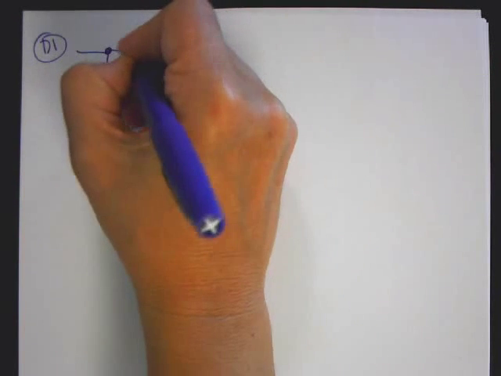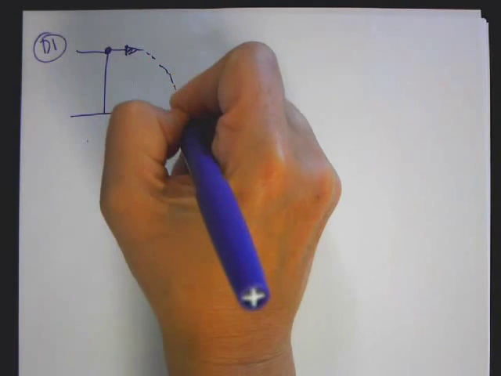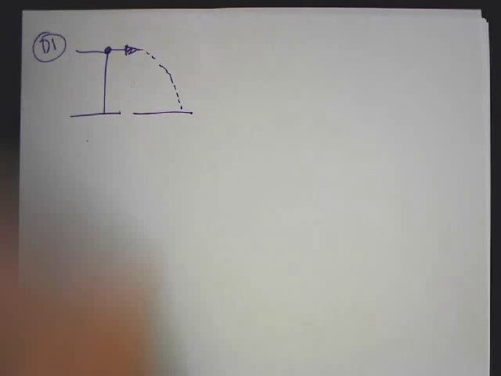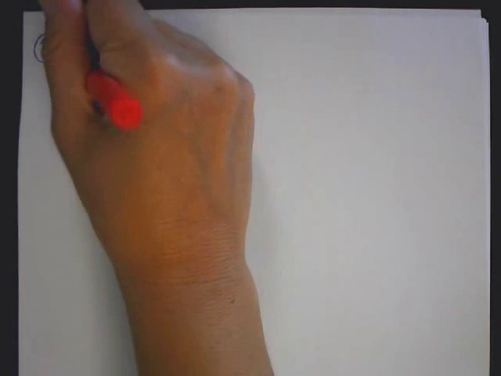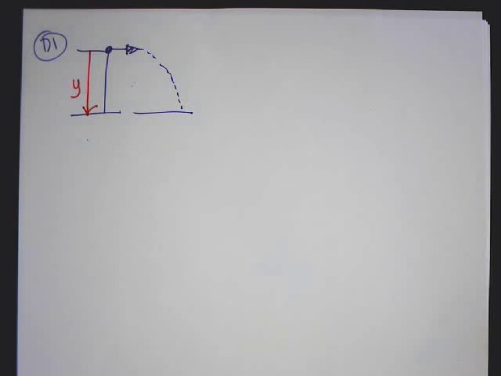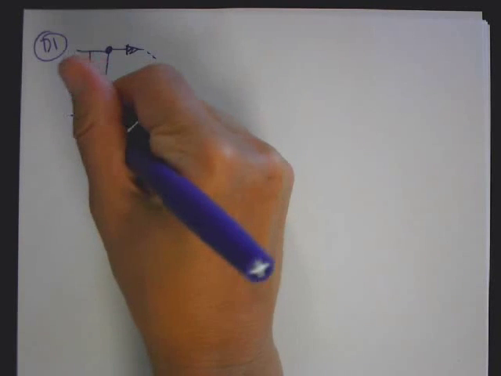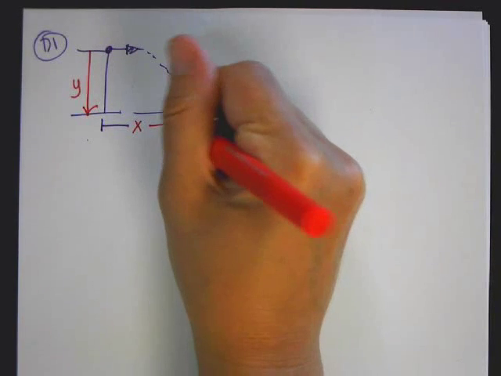So again, this is my frame of reference. And I want to draw a picture of the path, what it's going to look like. The desk is 0.7 meters high. Because I'm measuring from here down, we see that my y direction is going to end up being negative. And it strikes the floor 0.25 meters away. So this horizontal displacement here, that's x.